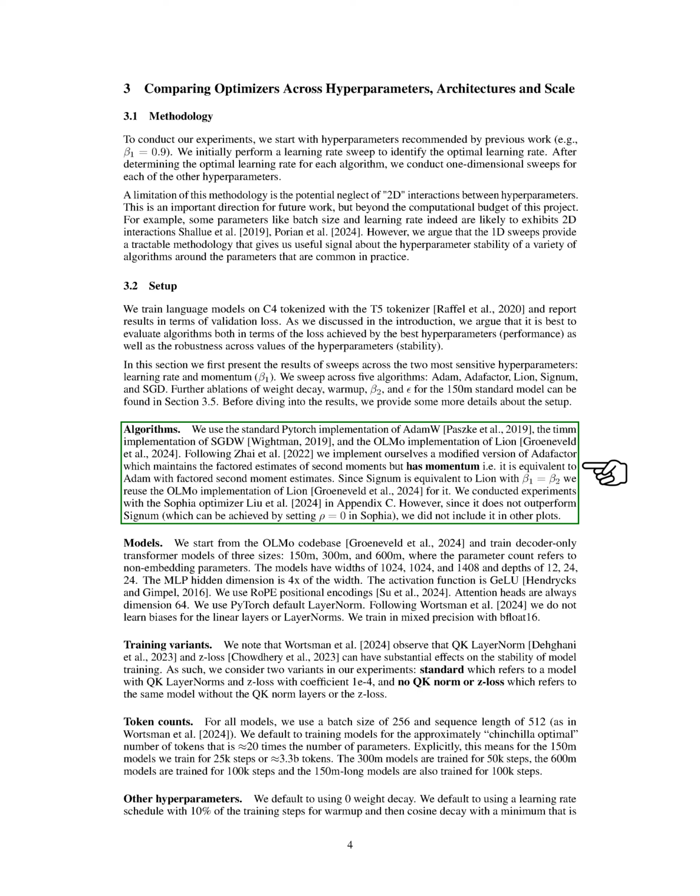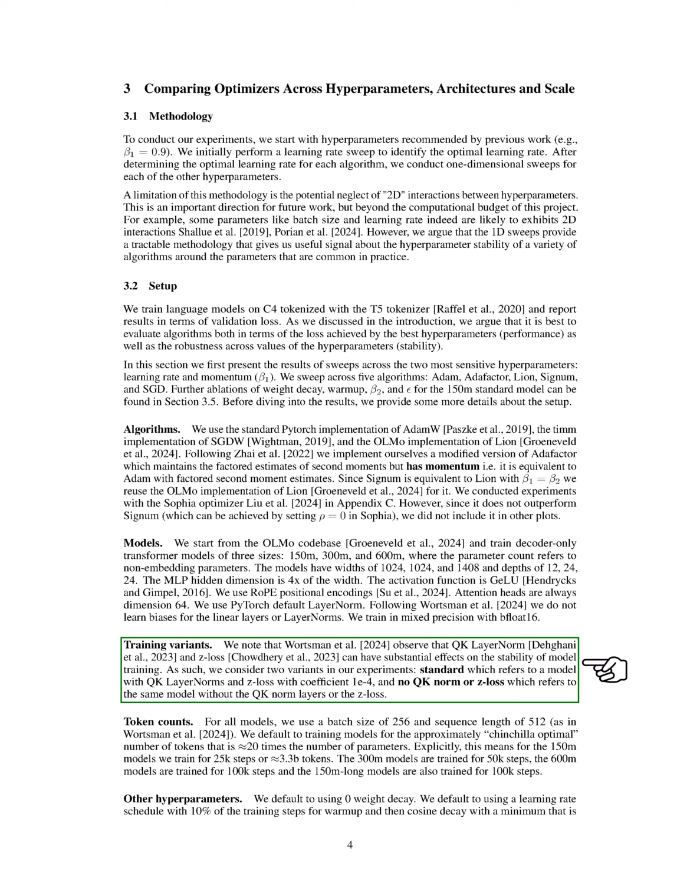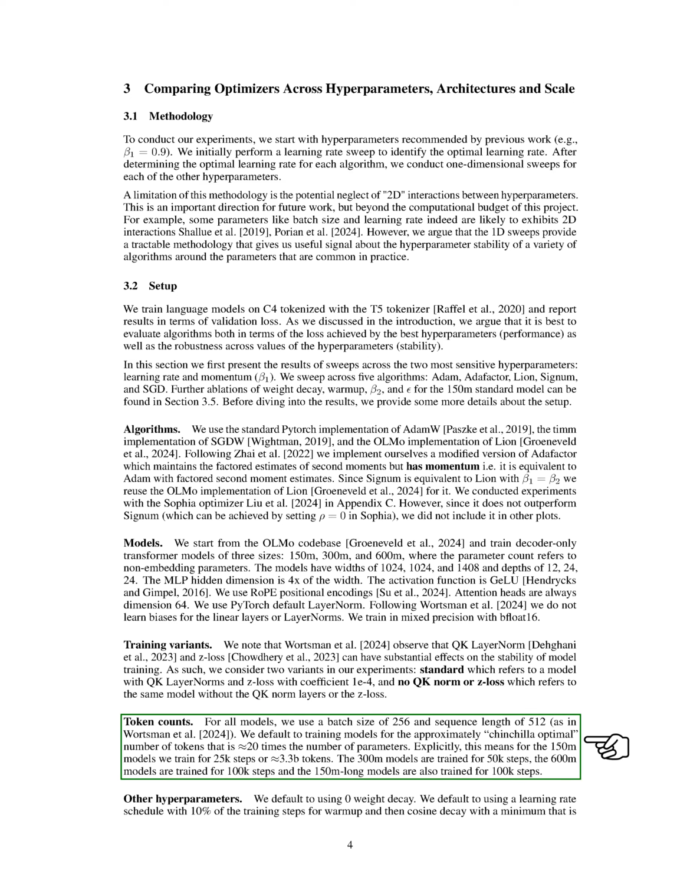Our models are based on the OLMo codebase and consist of decoder-only transformer models in 3 sizes: 150M, 300M, and 600M. These models vary in width, depth, MLP hidden dimension, activation function, positional encodings, attention heads, and training setup. We also consider 2 training variants to assess the impact of QK layer norm and Z-loss on model stability. For all models, we use a batch size of 256 and a sequence length of 512.